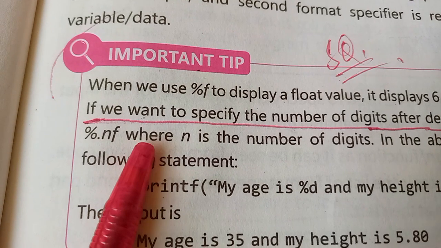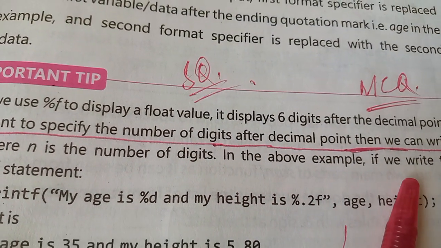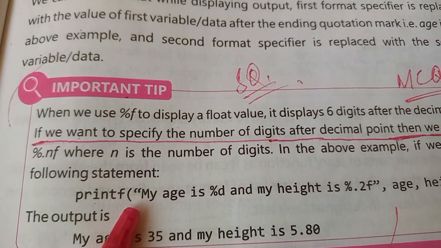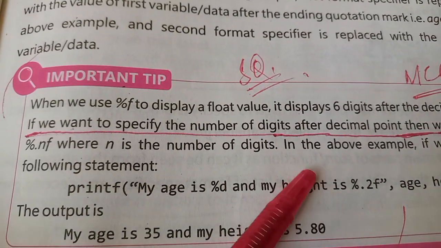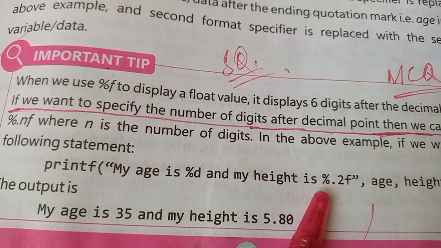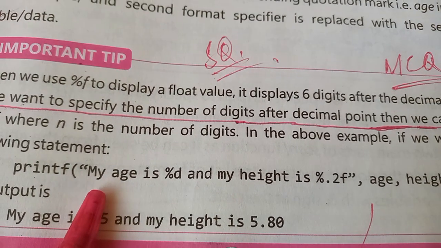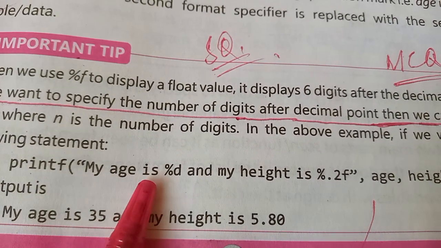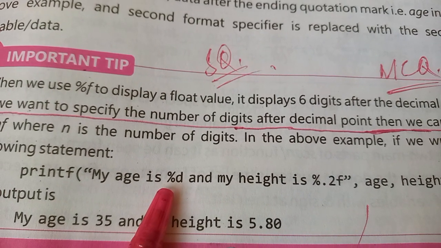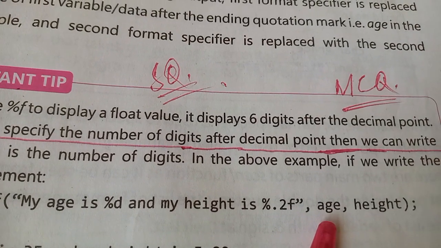After that, where n is the number of digits, in the above example, if we write the following statement, printf, you write the text inside double quotes. My age is %d and my height is %.2f. This text is displayed on the screen as it is, but when the first format specifier appears, it will replace the value of this variable, which is age.